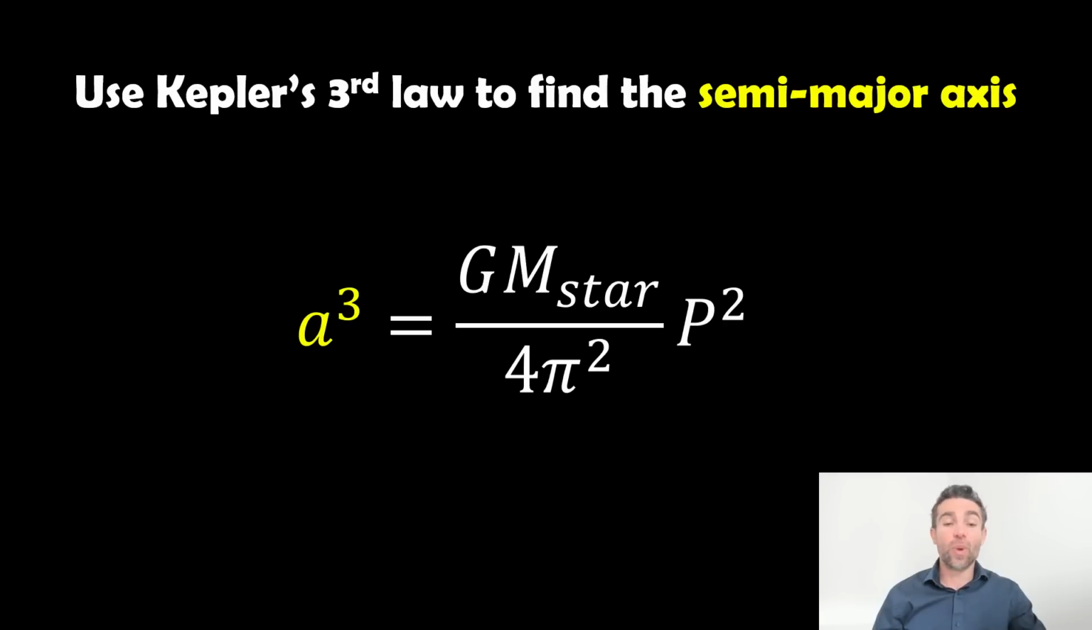We want to find the semi-major axis, because it's going to give us the average distance between the Earth and the Sun. Kepler's third law can be used to find the semi-major axis. If we know the mass of the star, or the mass of the Sun, which needs some other measurement, and again I've got a different video on how you calculate the mass of the Sun, we also need P, the orbital period of Earth.